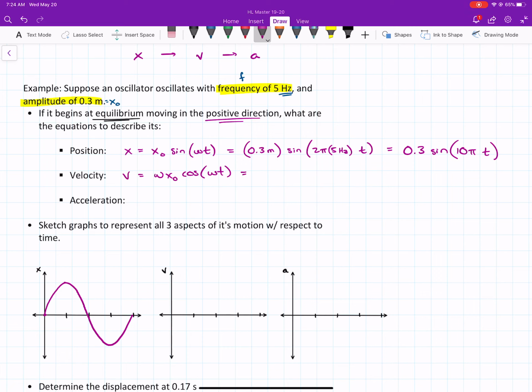And then we can plug in those same values that we had before. We know that omega, we just calculated this up above in the first part of the problem, is 10 pi times our amplitude of 0.3. And then it's cosine of, really it's just what we had above. We had the omega times t, so I'm just going to simplify that right away to 10 pi times t. And so that should be pretty easy to simplify. 10 pi times 0.3 would just be 3 pi cosine of 10 pi t.